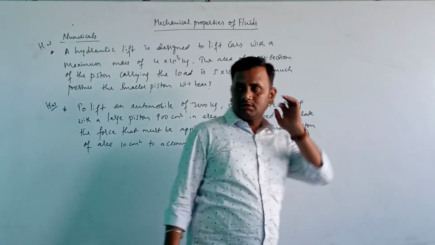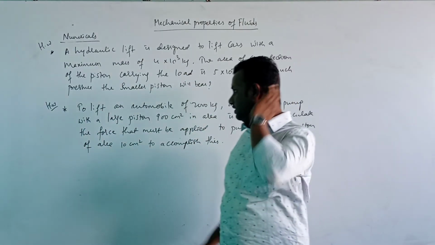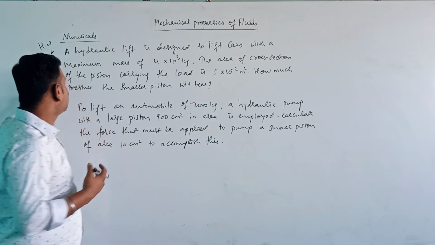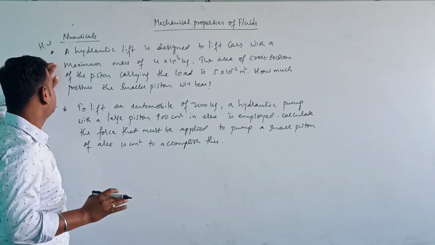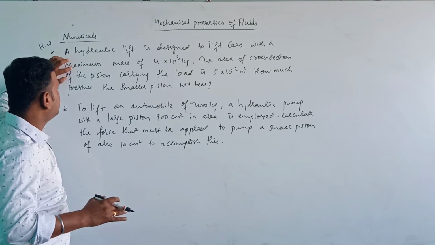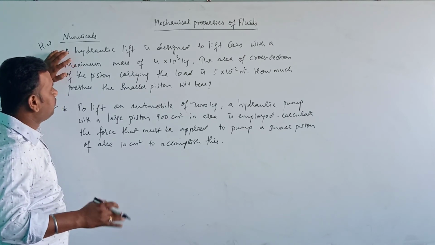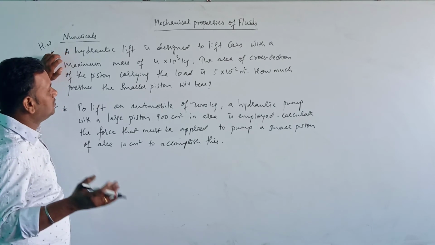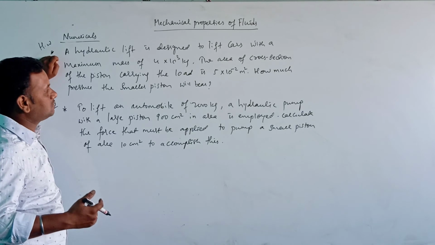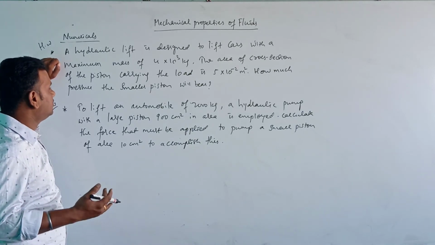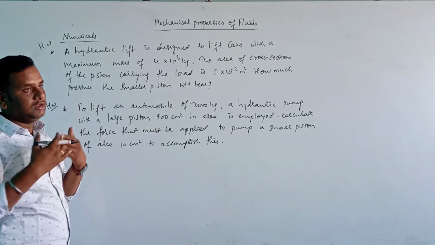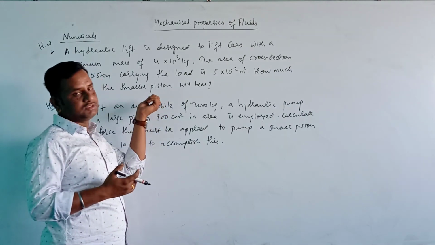So dear students, take the next 2 questions as homework. I will just give a hint. These are very simple questions. A hydraulic lift is designed to lift cars with a maximum mass of 4 into 10 to the power of 3 kg. The area of cross section of the piston carrying the load is 5 into 10 to the power of minus 2 meter square. How much pressure will the smaller piston bear? You need to calculate that.